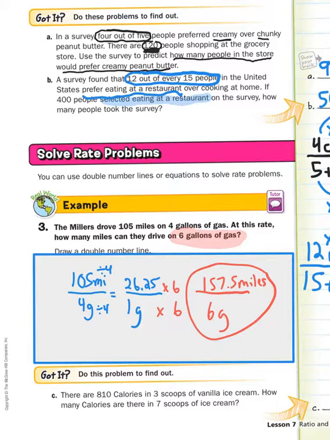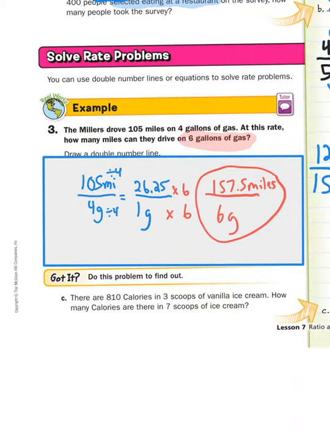Okay, so again, here's what we did. We started by dividing by the denominator here, the 4 divided by 4, and that got us our unit rate. So we figured out 26.25 miles in 1 gallon. And then once we had that 1, because 1s are easy to deal with, we multiplied it by 6 to get 6 gallons, and we multiplied 26.25 by 6. So that's kind of what you're going to have to do in problem C.